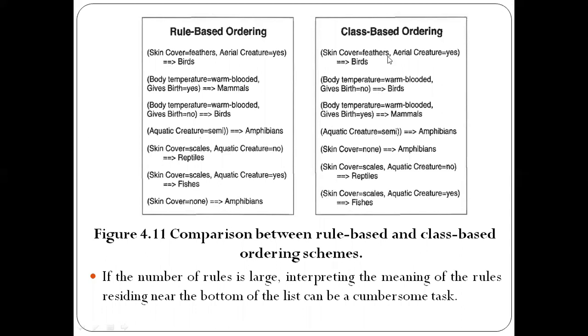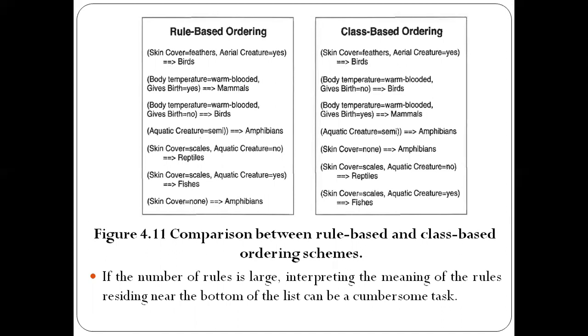Okay, so since we have ordered the rules according to the class information here, sometimes it happens that high quality rules may appear at the bottom. Because they are ordered according to class information, we may overlook some of the inferior or low quality rules here. So this is one of the disadvantages of the class-based ordering scheme. Try to remember this.